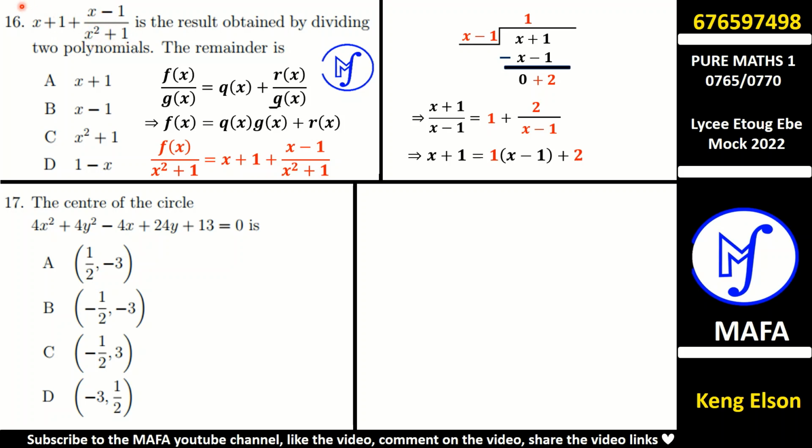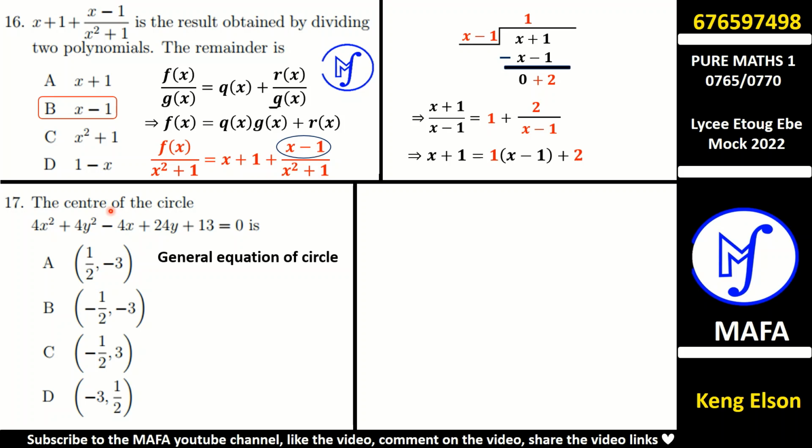So you are going to get x plus 1, which automatically becomes our quotient, then plus x minus 1 divided by x squared plus 1. So it means that x minus 1 is our remainder when we compare. So the remainder is option B, x minus 1.